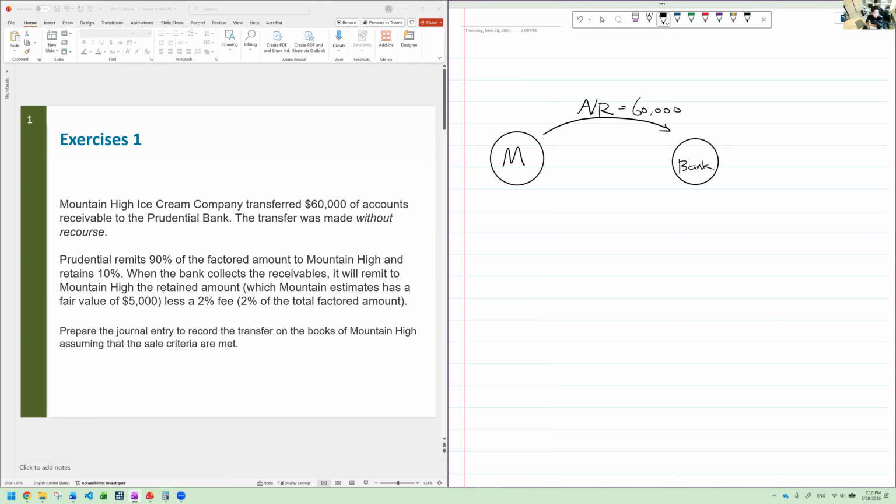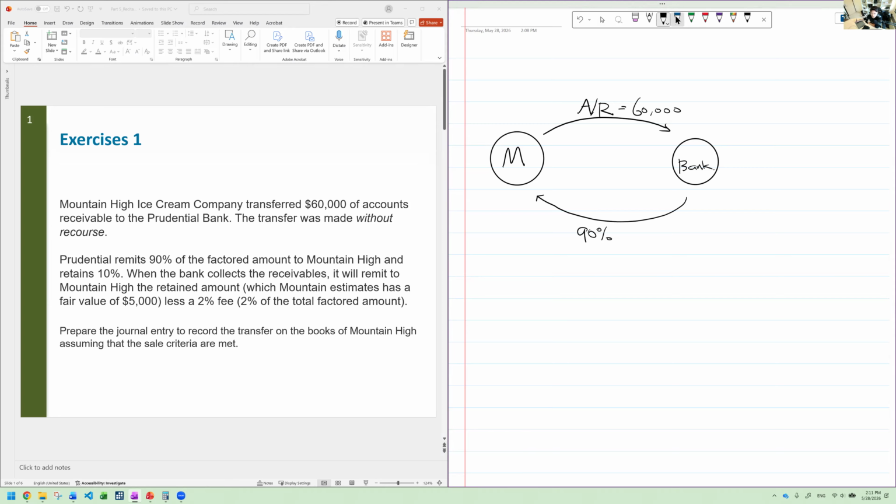Prudential, the bank, remits 90% of the factored amount to Mountain High and retains 10%. When the bank collects the receivables, it will remit to Mountain the retained amount less a 2% fee. The 2% is of the total factored amount, and the remaining 10% has a fair value of $5,000. Record the journal entry.